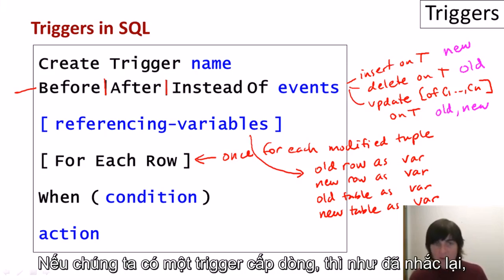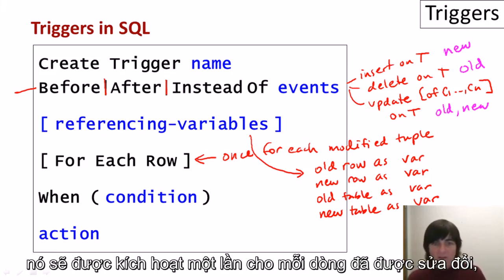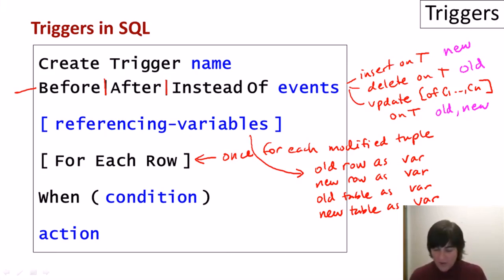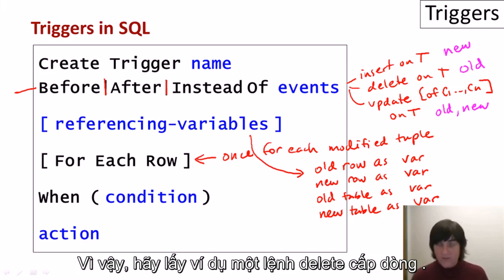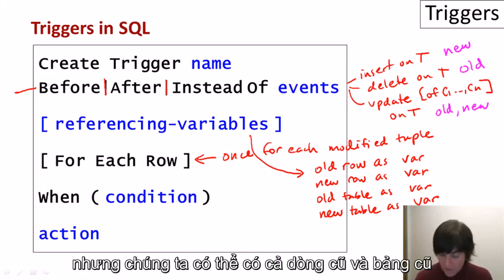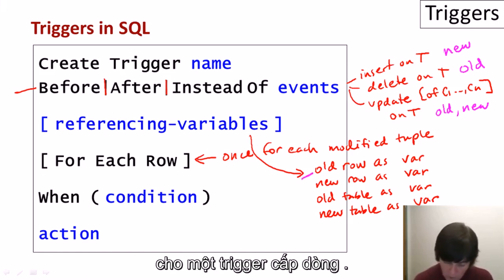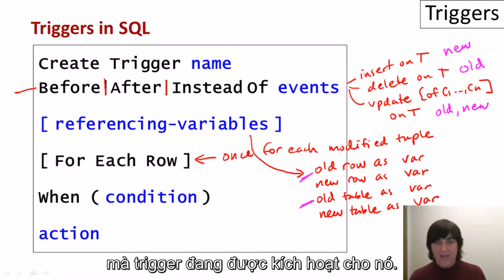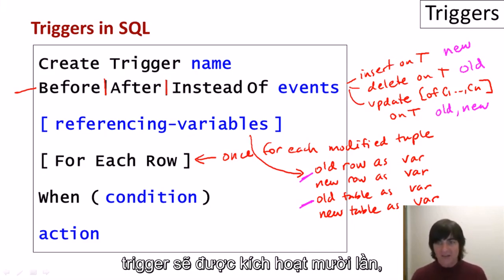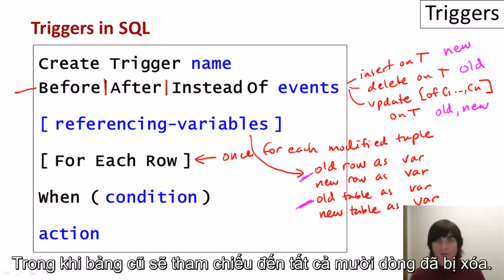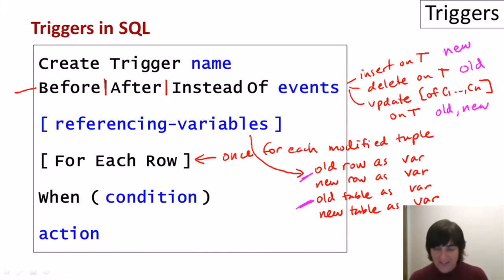So if we have a row level trigger, as a reminder, that will be triggered once for each modified tuple, but after the entire statement has run. So let's take, for example, a row level delete. In the case of deletes, we can only have old, but we could have, for a row level trigger, both the old row and the old table. The old row would refer to the specific tuple that the trigger is activated for. And again, if we deleted 10 rows, then it would be activated 10 times, once for each deleted tuple. While the old table will refer to all 10 of the deleted tuples.